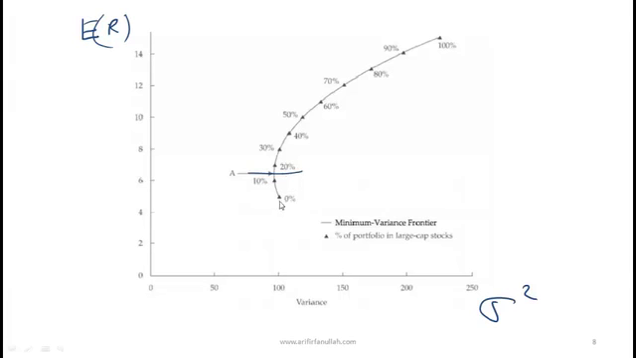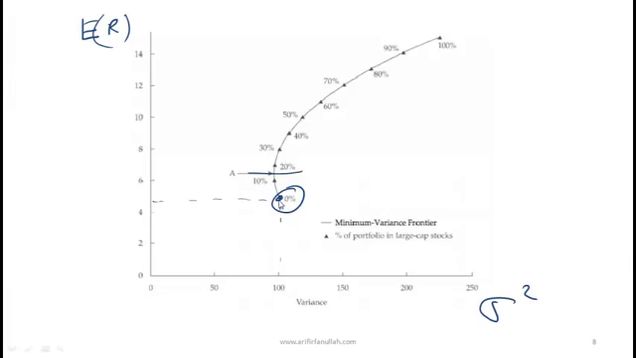What does this point represent? This is the point where you have 100% government bonds and 0% what? So these percentages represent what? This is the percentage of stocks in your portfolio. So weightage of stocks is 0%, so that means 100% is bonds, and your variance is 100 and expected return is 5, and so on.